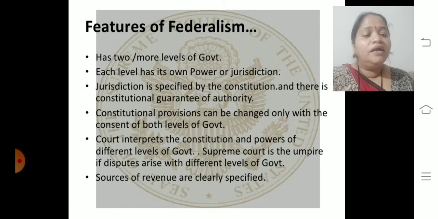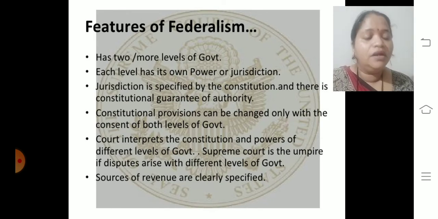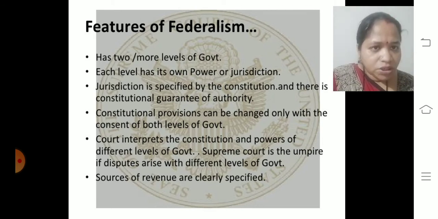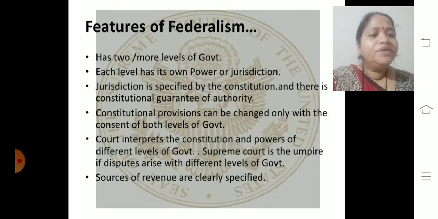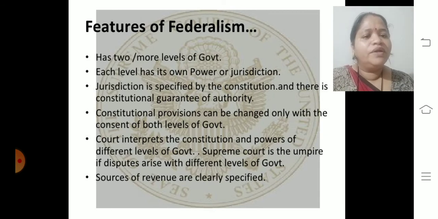Under this only it is specified which government should collect what percentage of revenue, according to state, according to central, according to local. So sources of revenue are clearly specified in the constitution when power is given to these three levels. Getting it, students? This is what we are talking about. Under federalism, power and jurisdiction are given to different levels, and those levels work according to the constitution. And who looks after all this? Who is the umpire here? The Supreme Court. And the constitution has given the sources of revenue, clearly specified in our constitution.